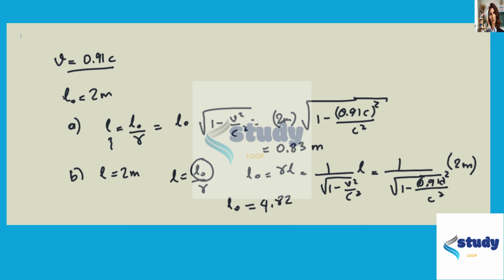4.82 meters. This is very, very unreasonable for a human's height, right? I think the tallest person ever on Earth is maybe 2.2 meters or something. So this is like twice of it. This is in the category of giants.